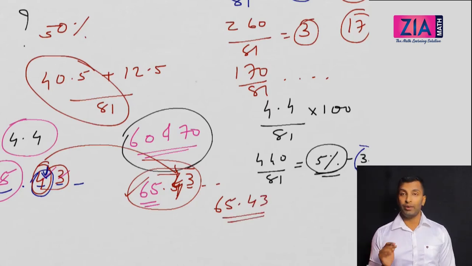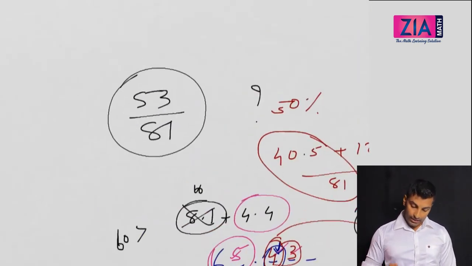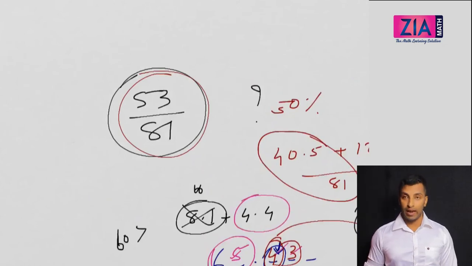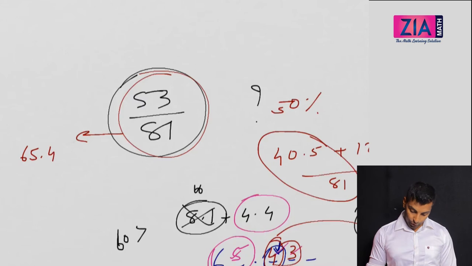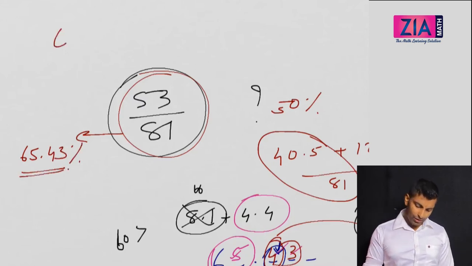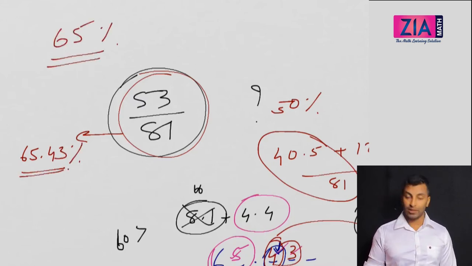I told you, you need to have a very good calculation skill. So we started off with 53 by 81. What is the actual percentage value? 65.43 percent. But most of the time you just need to find 65 percent. But to be more accurate, this is the answer.